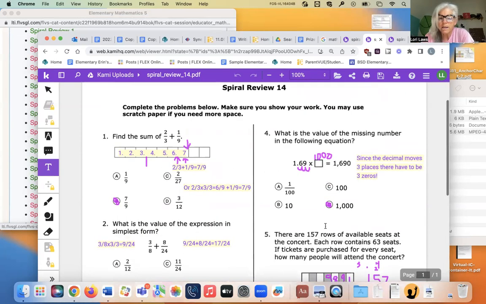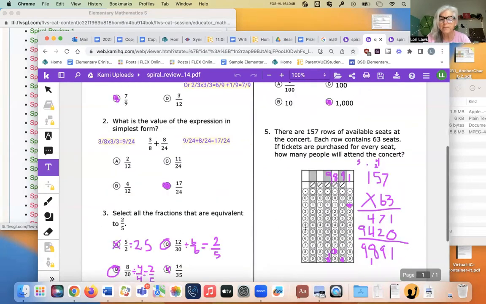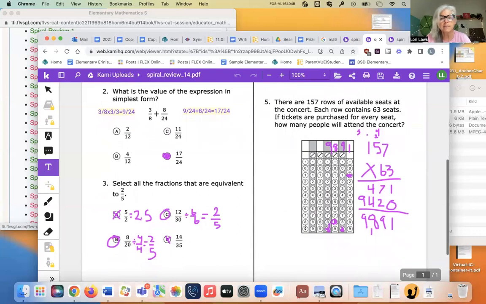Number 4. 1.69 times something equals 1690. All I have to know is what is the relationship between 1.69 and 1690? Well, I have moved the decimal point to the right 3 times. So that's like timesing it by 1,000 with 3 zeros. There are 157 rows of seats. Each row has 63 seats. It's a simple multiplication problem. You come out with 9,891. You fill it in like that.